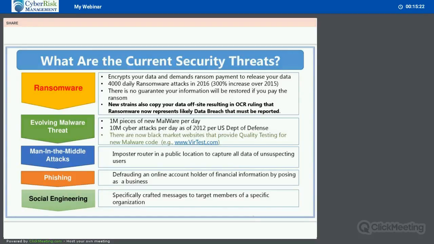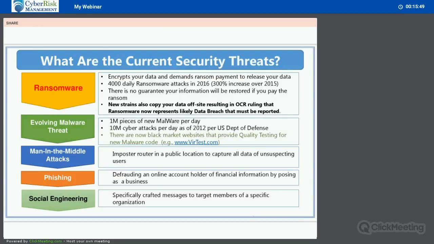There are 10 million cyber attacks per day as of 2012. This is per the U.S. Department of Defense. It's the latest information we have. As we've seen exponential growth in the number of attacks, I'm sure that number now is exponentially higher. There are even black market websites to provide quality testing for your malware. So if you want to make a new malware code, there's actually quality assurance for that.